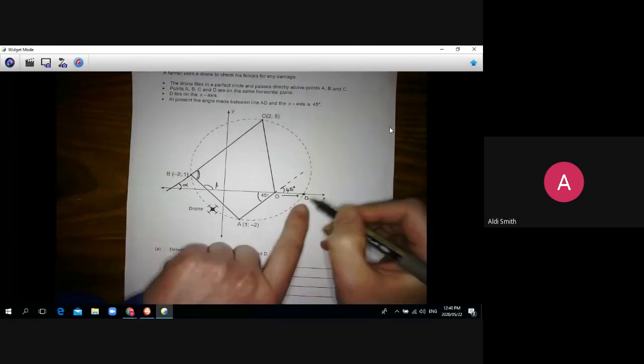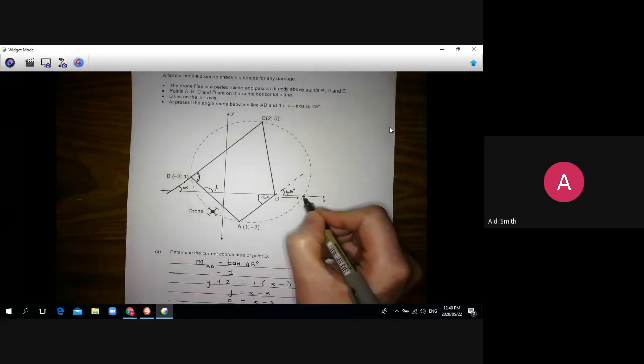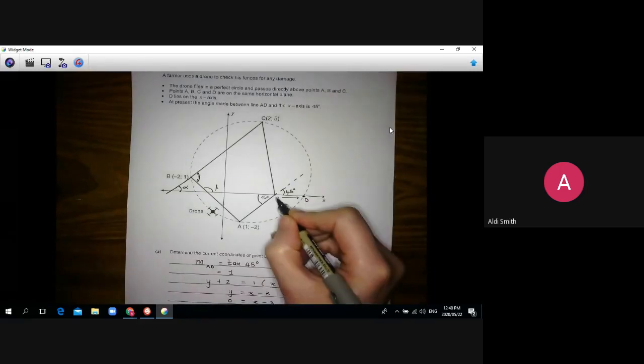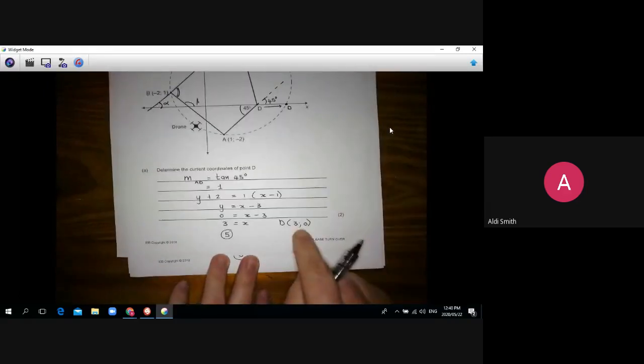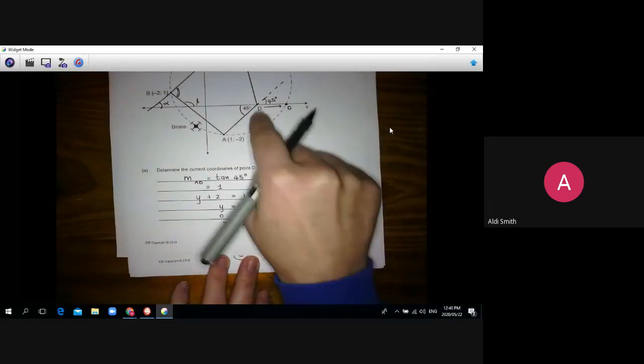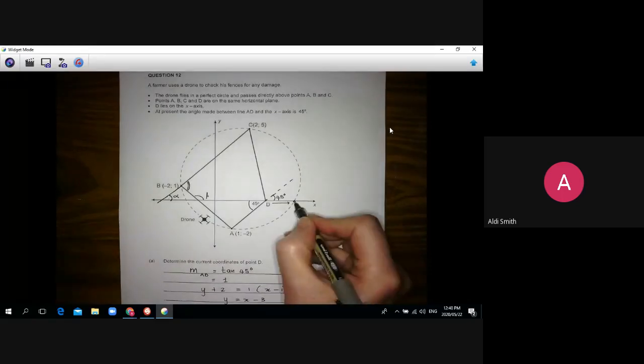But in order to do that, D must now become the x-intercept of the circle. That's what I need. So if I know what the x-intercept of the circle is, I know how far I can move D, because currently D is at the point 3, 0. So I need to know from 3, 0, how far do I need to move it over? But you will notice that I don't actually have the equation of the circle at the moment. So how can I work out the x-intercept if I don't have the equation of a circle? Simply put, like this.